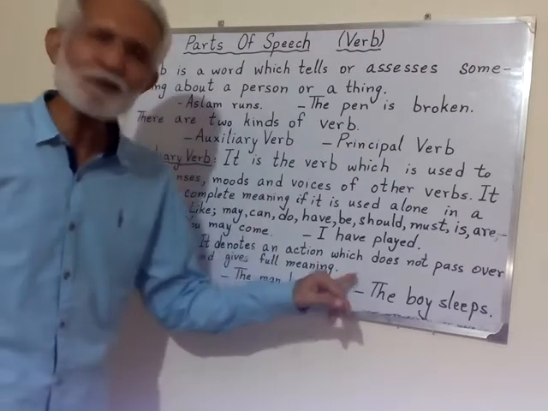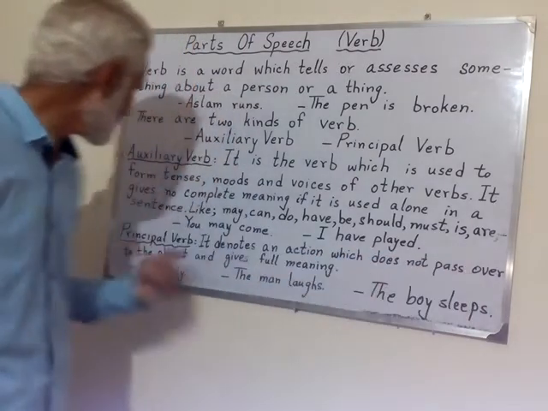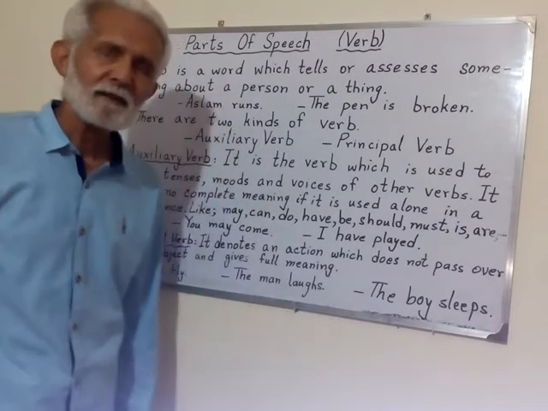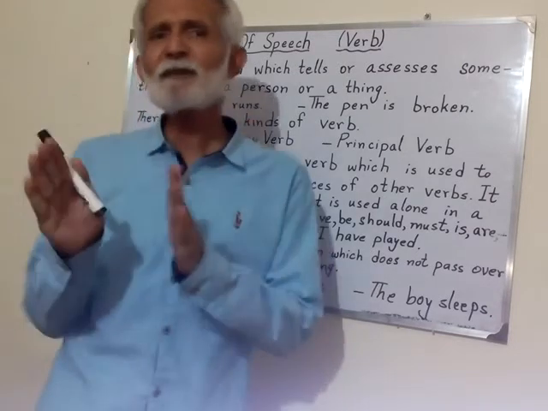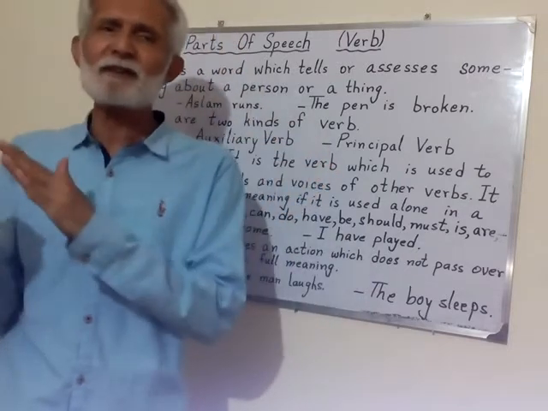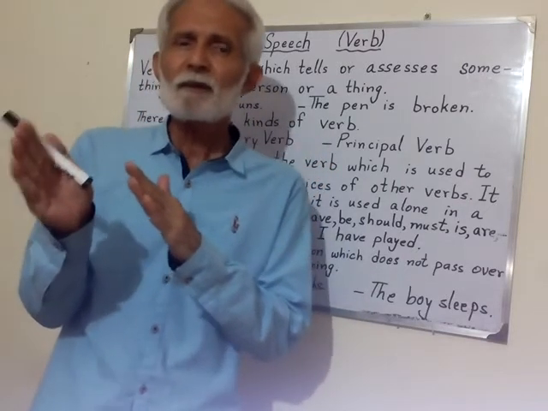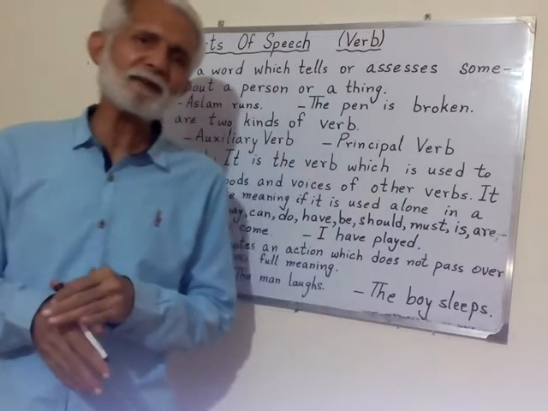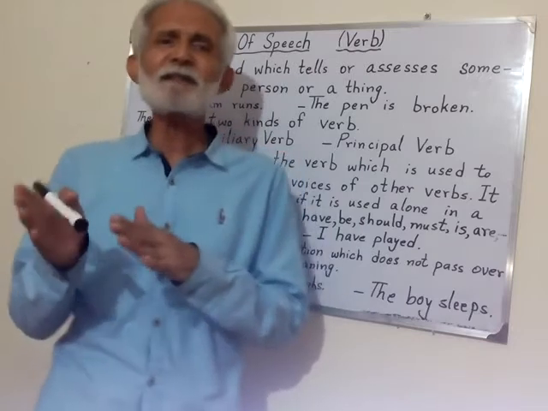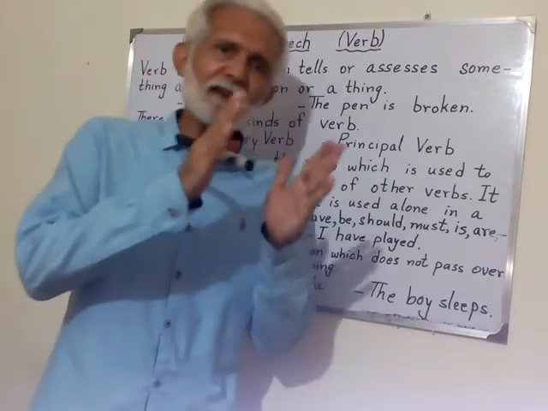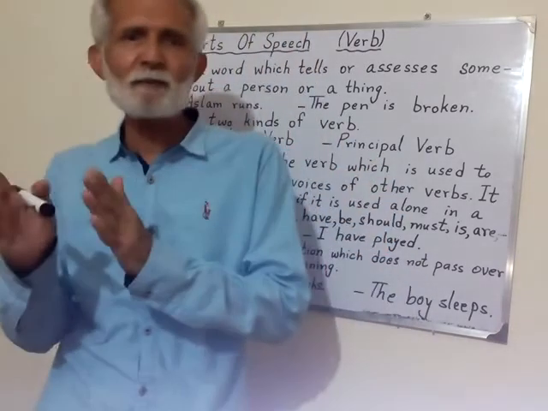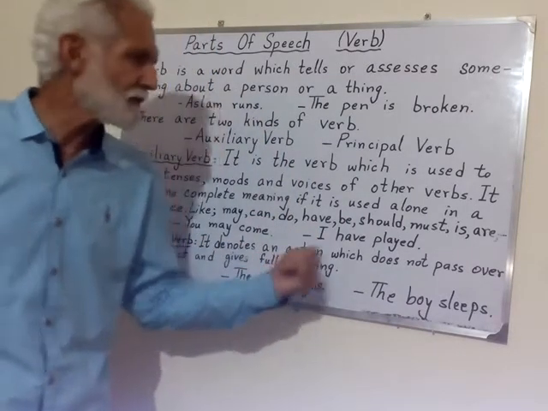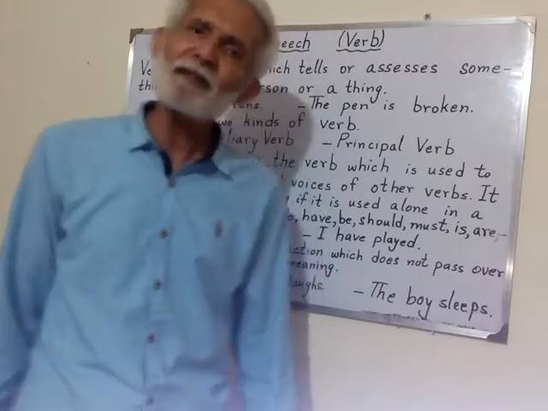It denotes an action which does not pass over to the object and gives full meaning. It means that whenever we use a sentence, there is a subject and an object. Not in all, but some. So when we study simple sentences, the teacher will first explain subject and predicate, and subject and object, all these things. So remember that action is passed from subject to object, but here it says that it denotes an action which does not pass over to the object.